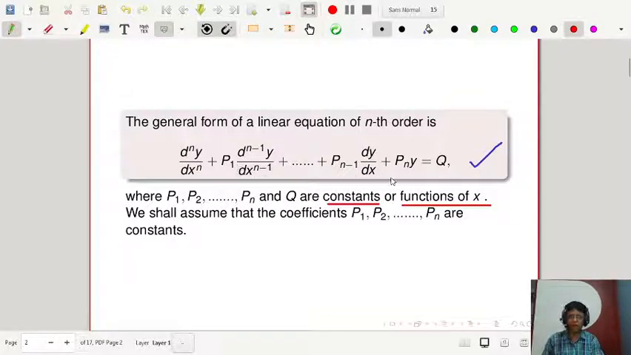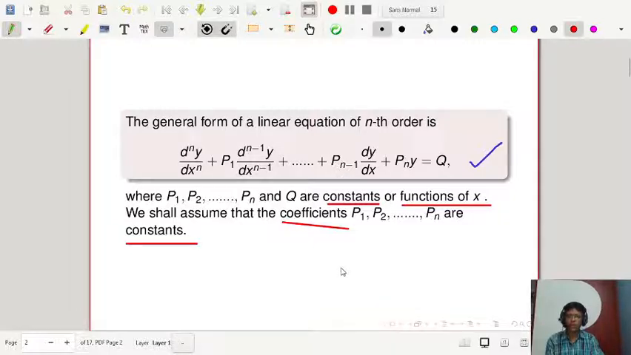p1, p2, ..., pn are functions of x, q is also a function of x, and no y is involved in these functions. Now in this chapter we'll assume that the coefficients p1, p2, ..., pn are constants. So that is why the name of the chapter is linear equations with constant coefficients.